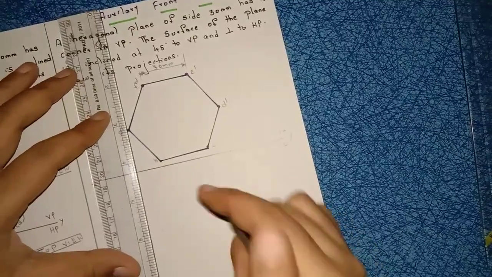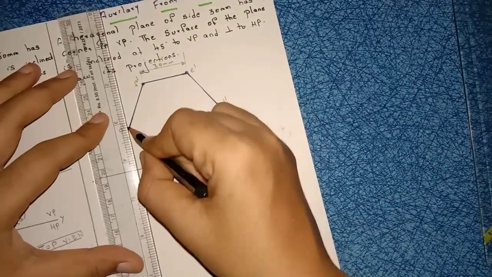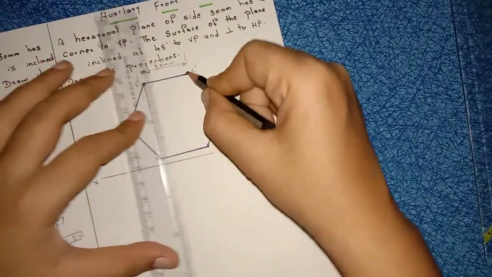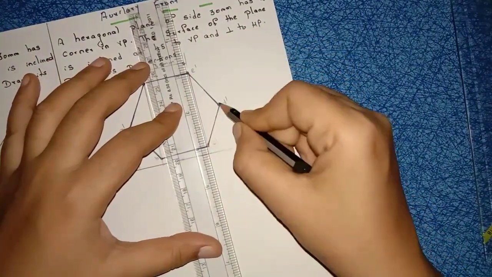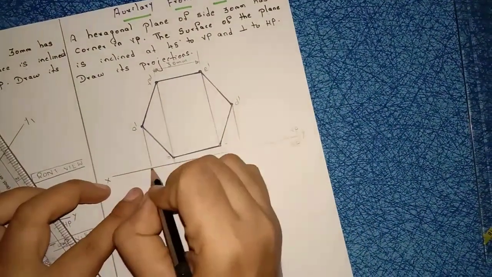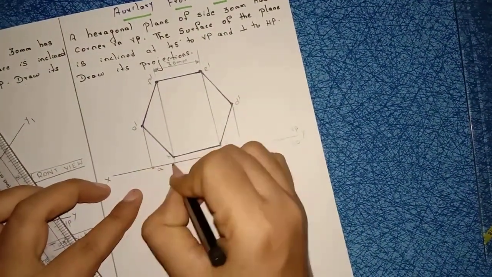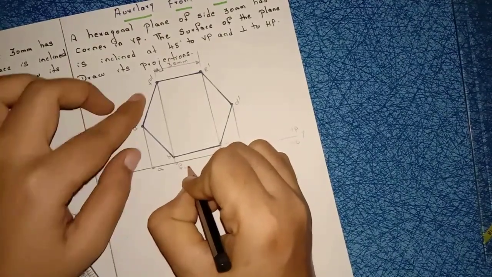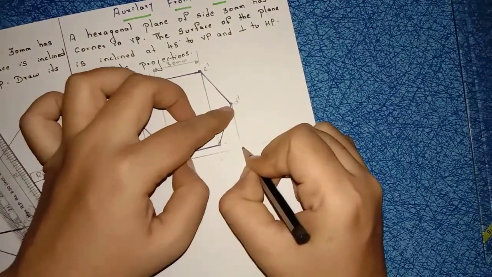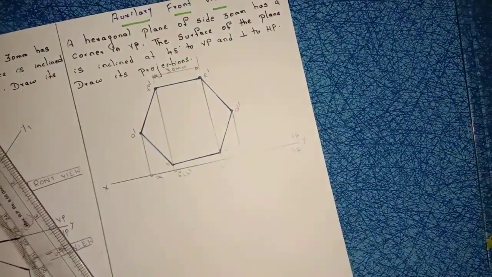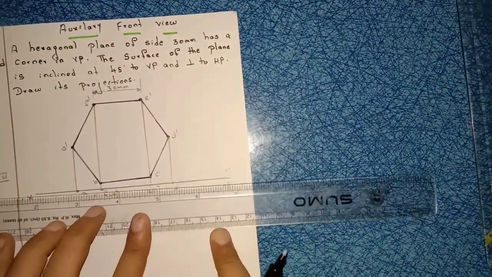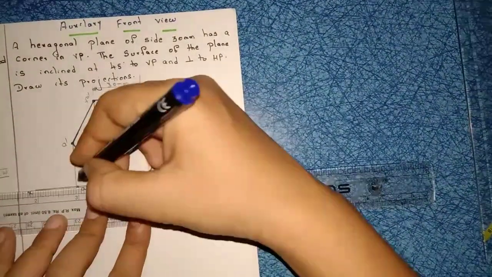After that, from A dash we will project the line. From F dash, B dash we will project the line. From E dash, C dash we will project the line. From D dash we will project the line. Now what is the point name here? The point name here is A. Here this is F and B, and here this is E and C, and here this point is D. Now after that, join A to D.